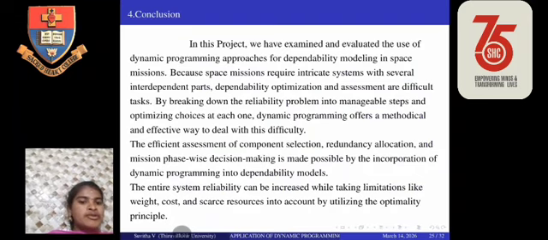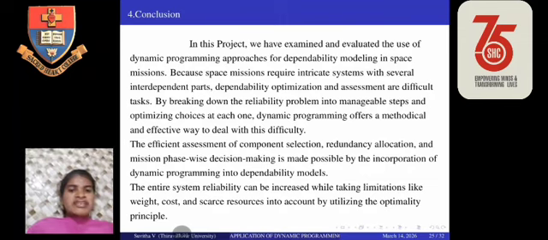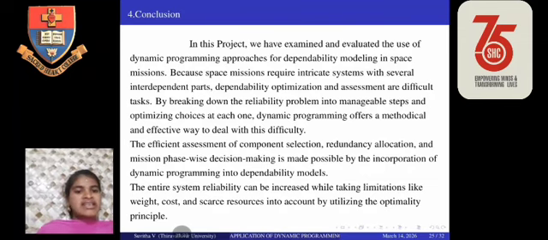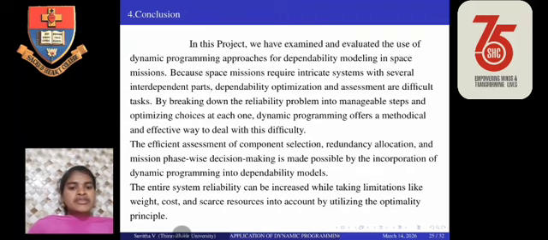Chapter 4 presents the conclusion of the project. It summarizes the main findings and highlights the usefulness of dynamic programming in solving reliability problems in space mission systems. The chapter emphasizes that the technique is effective for handling complex reliability models and can assist in making better design and decision making strategies.